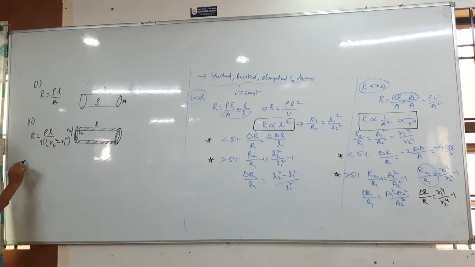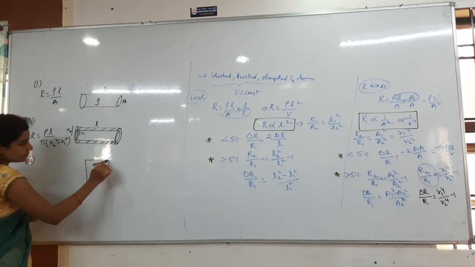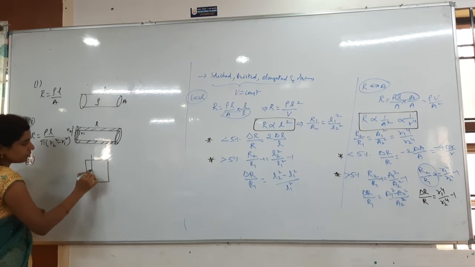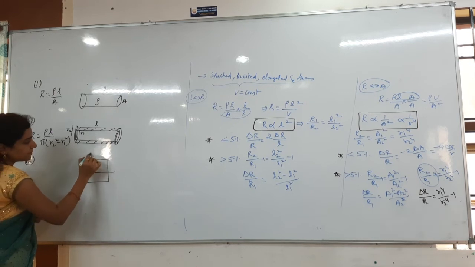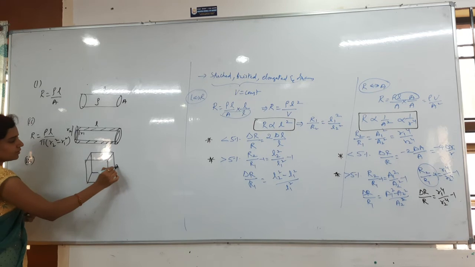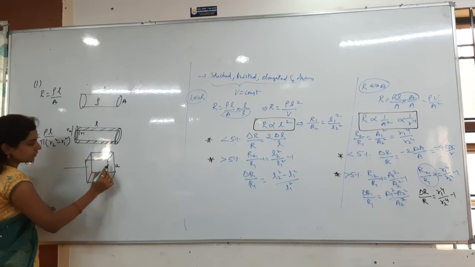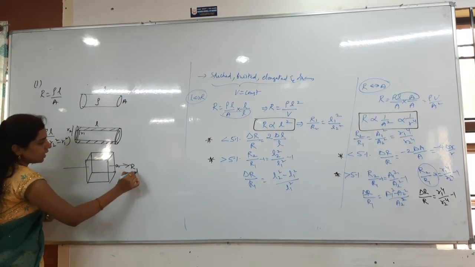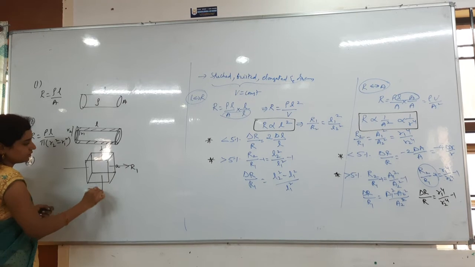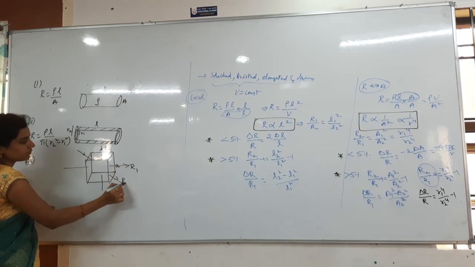And then for example, observe properly, a cube. If I consider a cube of side A, this is A here. Now you have to find out the resistance perpendicular to each face. Let me take, this is R1, R2, and then along the breadth it is R3.